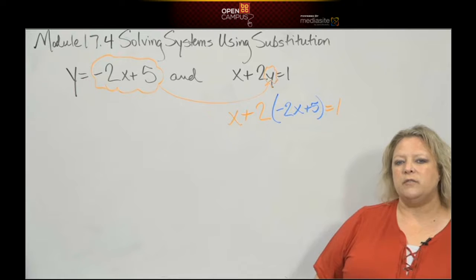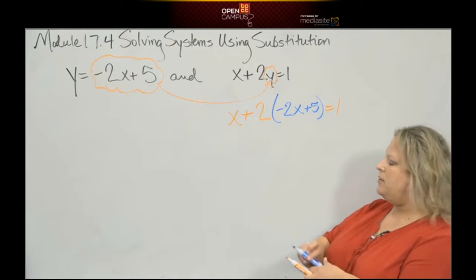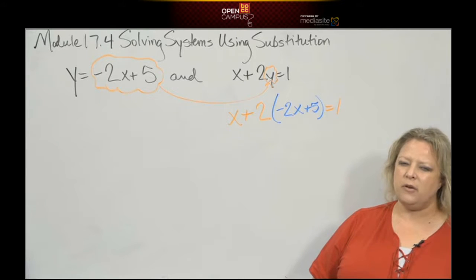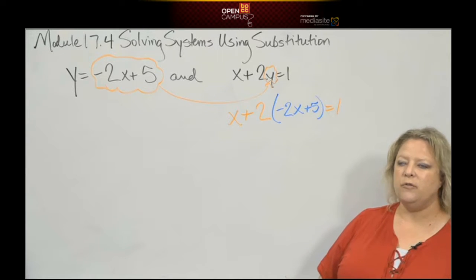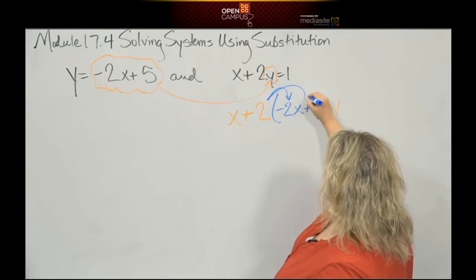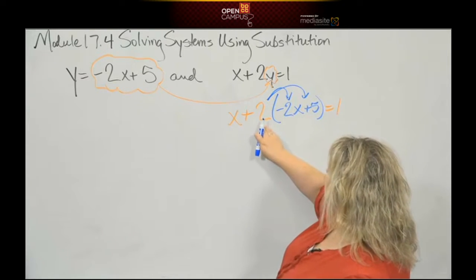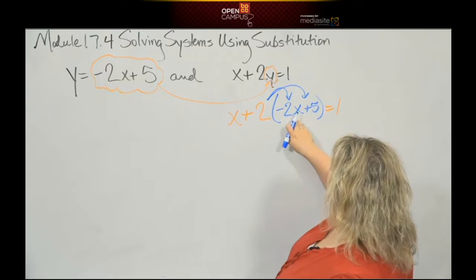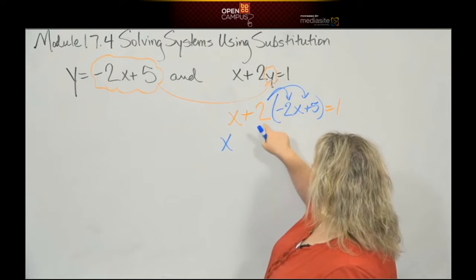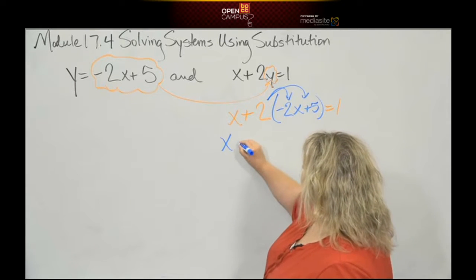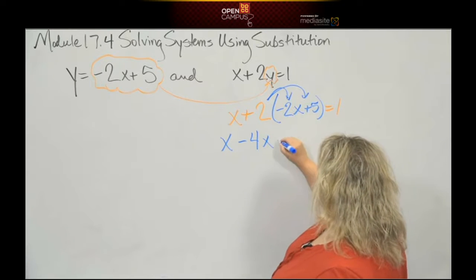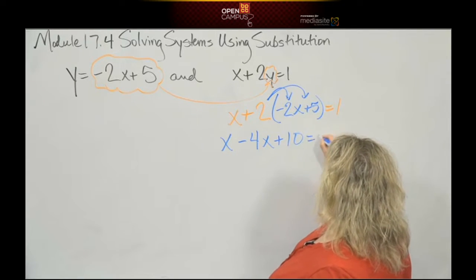Now I want you to notice, what is that step that we have to do? I see distributive property. You're going to see distributive property a lot when you do substitution, but that's okay. You already know how to do distributive property. So that means 2 on the outside gets multiplied by the negative 2x and the 5. So let's write that down. We have x. 2 times negative 2x gives you negative 4x. 2 times 5 gives you 10 equals 1.